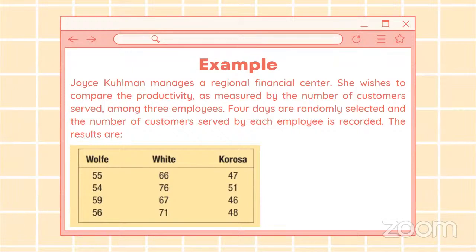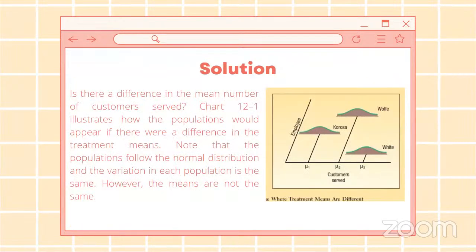Example, Joyce Kuhlman manages a regional financial center. She wishes to compare the productivity as measured by the number of customers served among 3 employees. 4 days are randomly selected and the number of customers served by each employee is recorded. The results are shown. Solution. Is there a difference in the mean number of customers served?